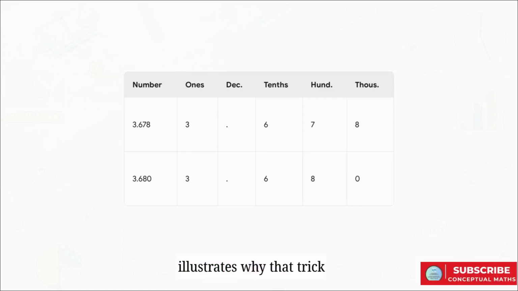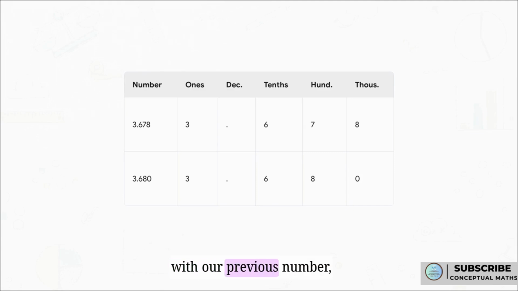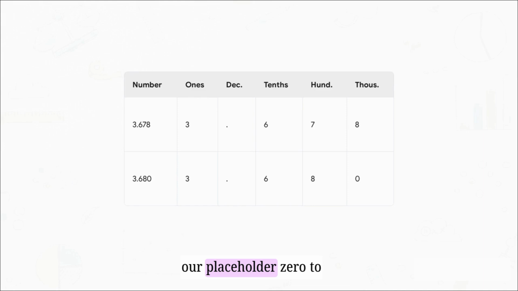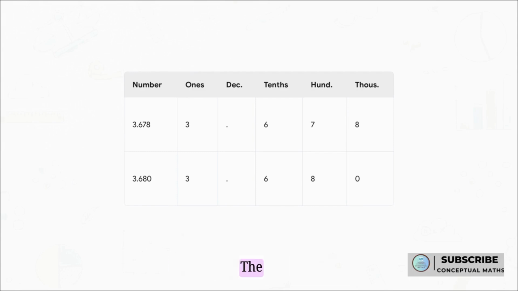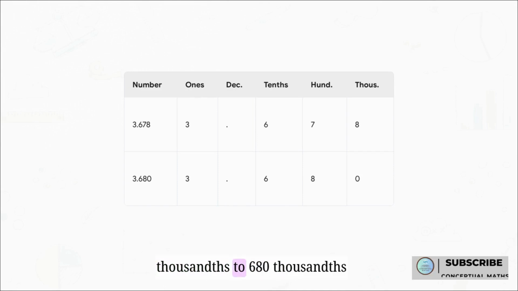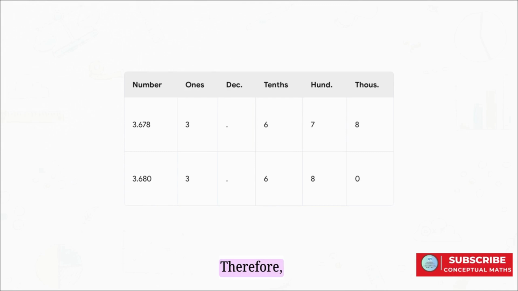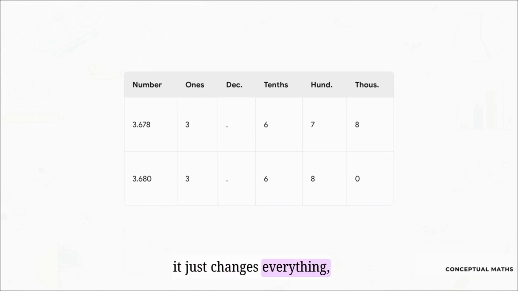And this brilliantly illustrates why that trick is so powerful. Let's say we need to compare 3.678 with our previous number, 3.68. On their own, they look kind of messy. But when we use our placeholder 0 to turn 3.68 into 3.680 and stack them vertically in their dedicated columns, wow, look at that. The ones are the same, both 3. The tenths are the same, both 6. But when you look at the whole decimal portion, comparing 678 thousandths to 680 thousandths makes it instantly obvious. 678 is smaller. Therefore, 3.678 is less than 3.68. Visualizing it just changes everything, doesn't it?